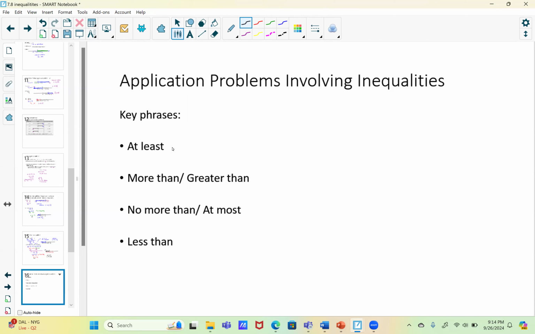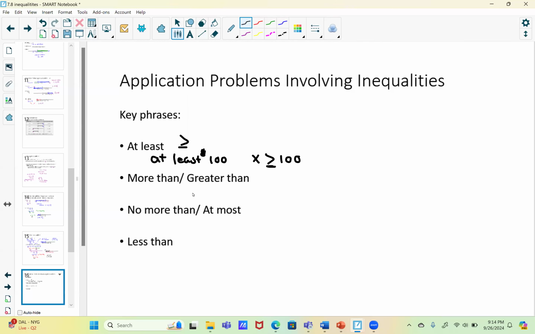So if I say I want at least a 90 in the class, or I want at least $100 for something, at least means the lowest amount that I want, the smallest amount. So when I say at least $100, that means I want to get $100 or more. At least is greater than or equal to, and I could have or equal to 100. We use greater than or equal to anytime it says at least.